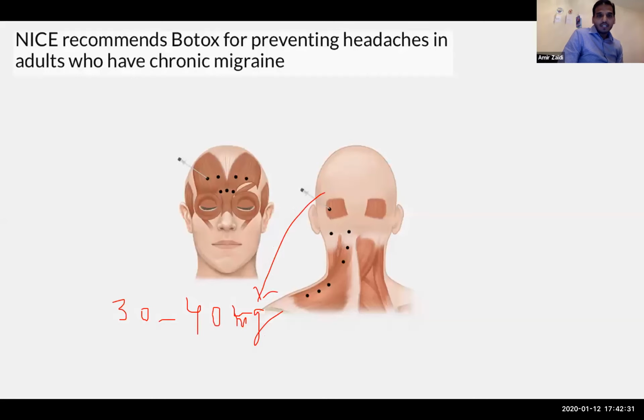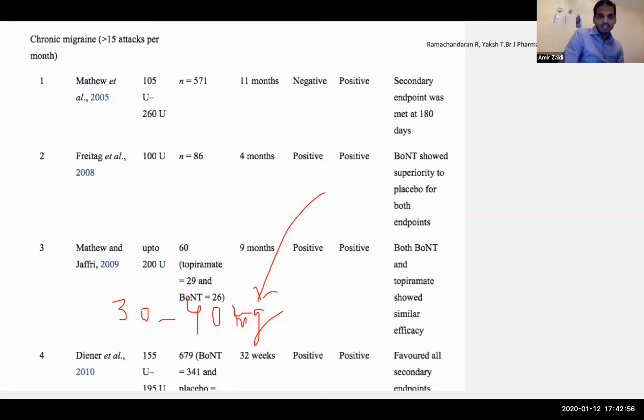Botox is one of the newer treatment, not newer now, but in the last 10, 15 years, it has been used very effectively for migraines. NICE recommended Botox as a preventive strategy for the chronic migraines. The patient must have tried at least 2 medications and have not responded. They should be offered the Botox treatment. There are a number of trials which have shown the positive results from the Botox, especially for the chronic migraine.